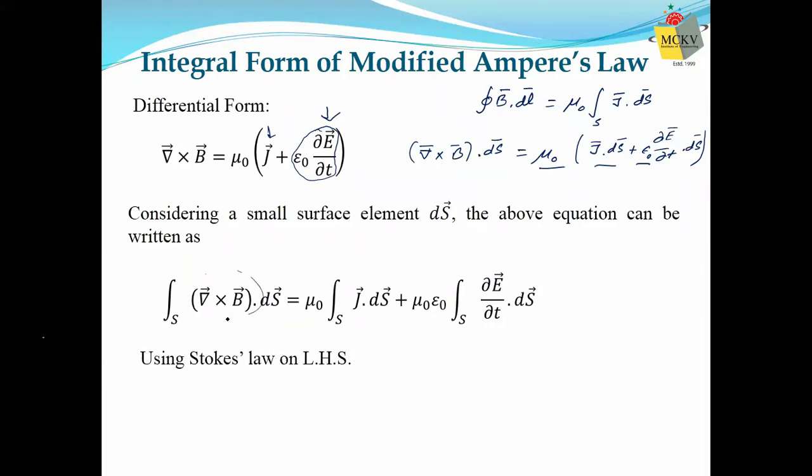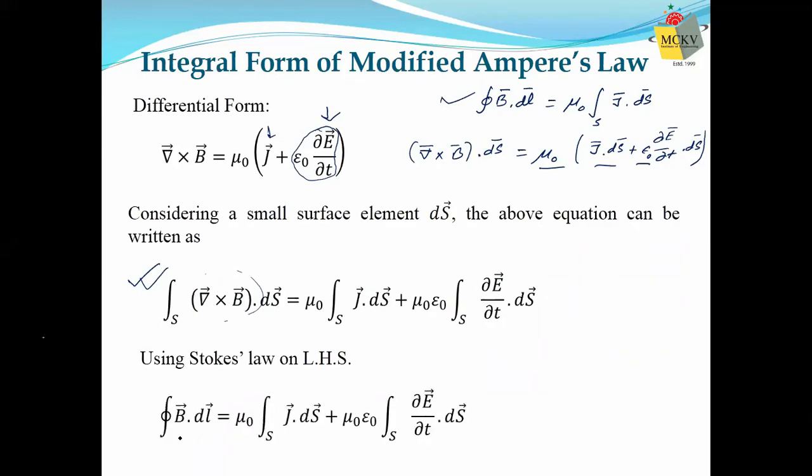If we can use Stokes' law on the left hand side, you can do it, or you can write it up to this also. There is no problem because it is also an integral form. But if you want to write it in the same way like the normal Ampere's law, then you can use Stokes' law on the left hand side. If you use Stokes' law on the left hand side, it will be just B dot dl, equal to whatever we have on the right hand side. So that is the integral form of modified Ampere's law.